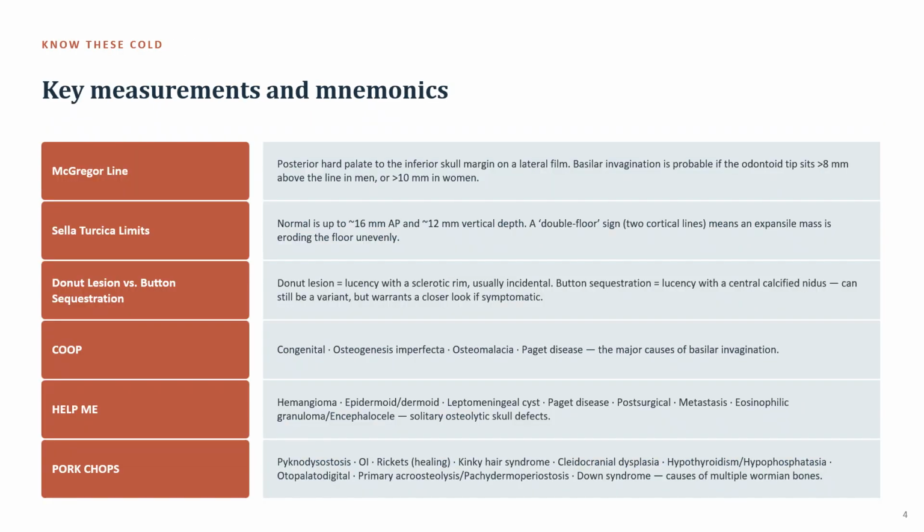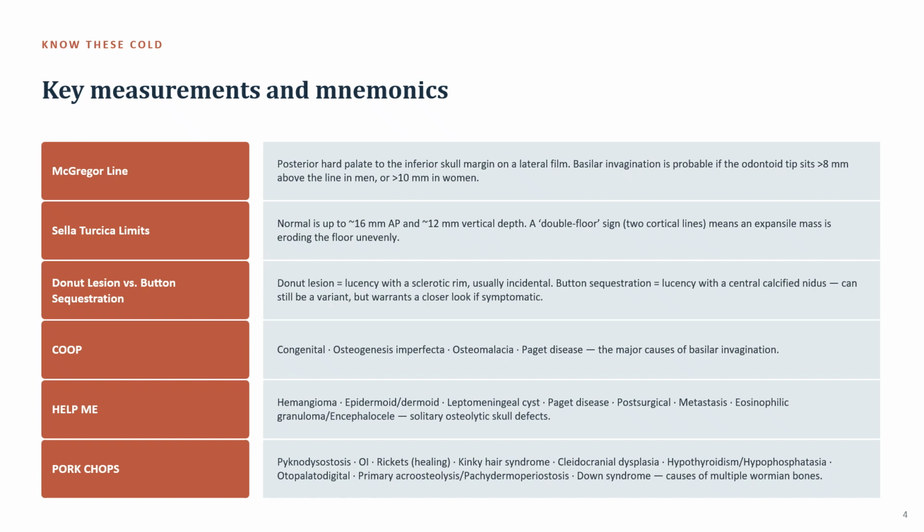Now we're going to look at some of the measurements and also some of the mnemonics that they use to look at some of these skull findings. The first one is the McGregor line. So that's a measurement from the posterior hard palate to the inferior skull margin. They look at that measurement on a lateral film.